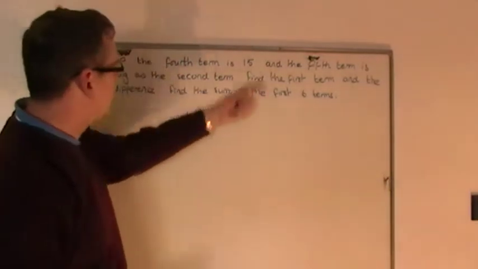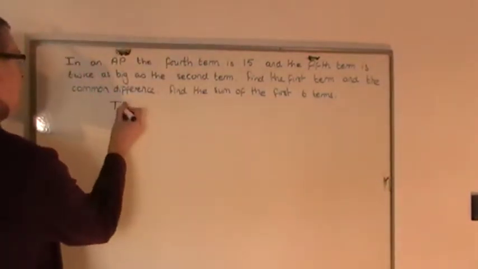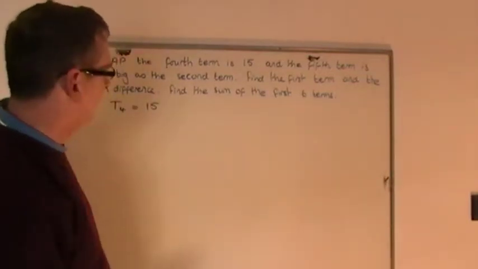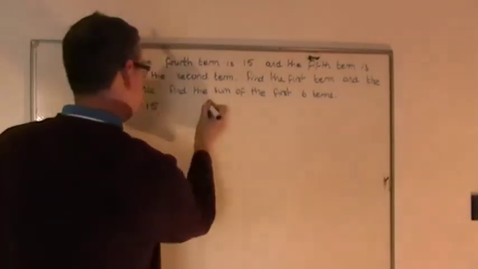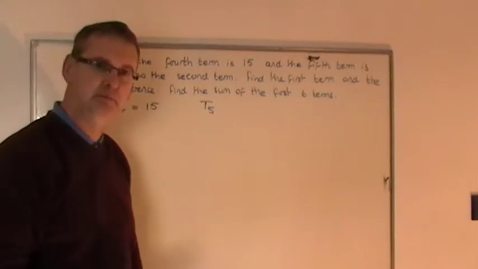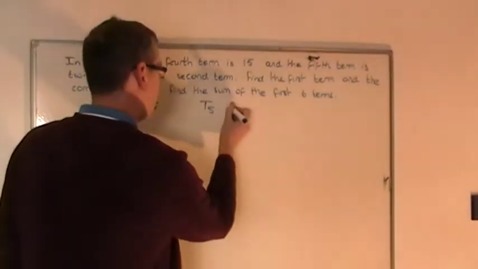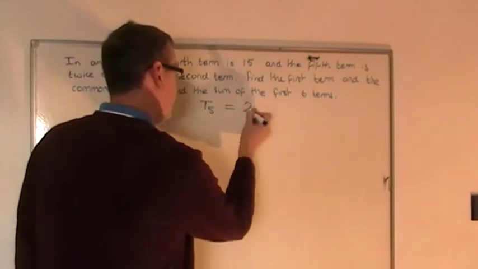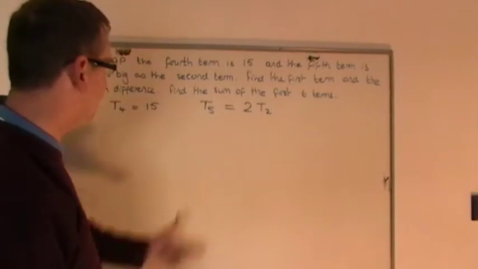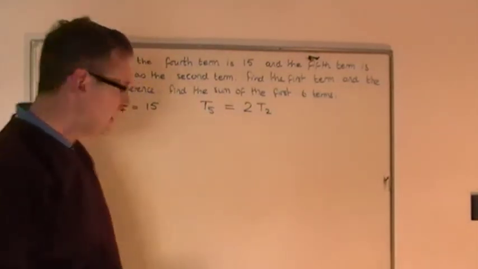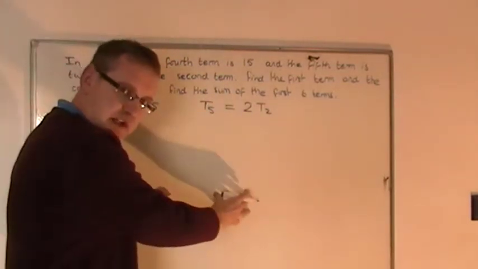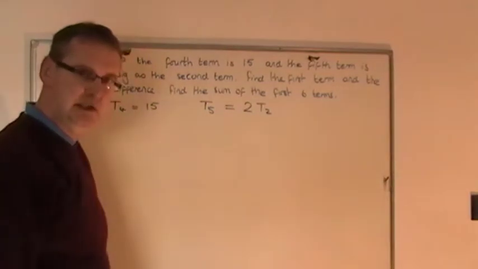Okay, the fourth term is 15, so I can immediately write down T4 is equal to 15. The fifth term, T5, is twice as big as the second term. The way we could write that down is T5 is 2 times T2. Based on those 2 bits of information, we're going to get 2 equations with A and D, and solve them simultaneously.